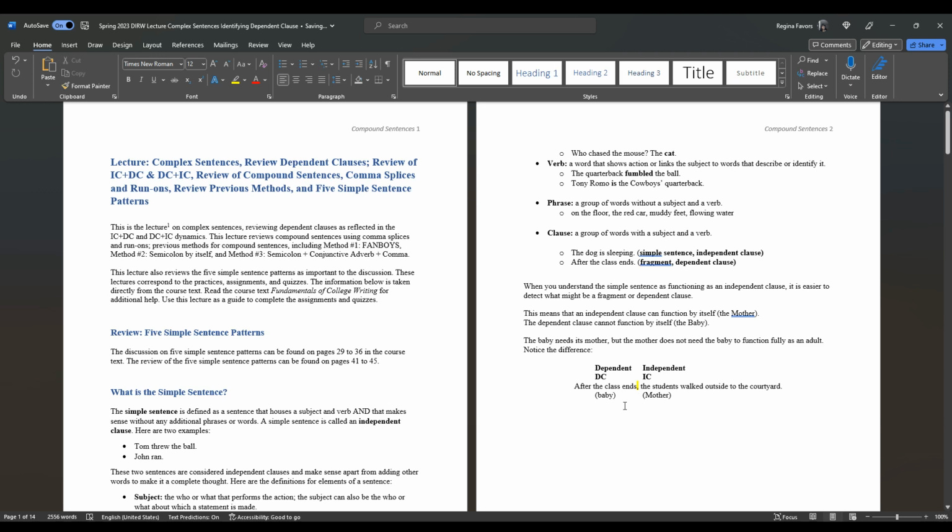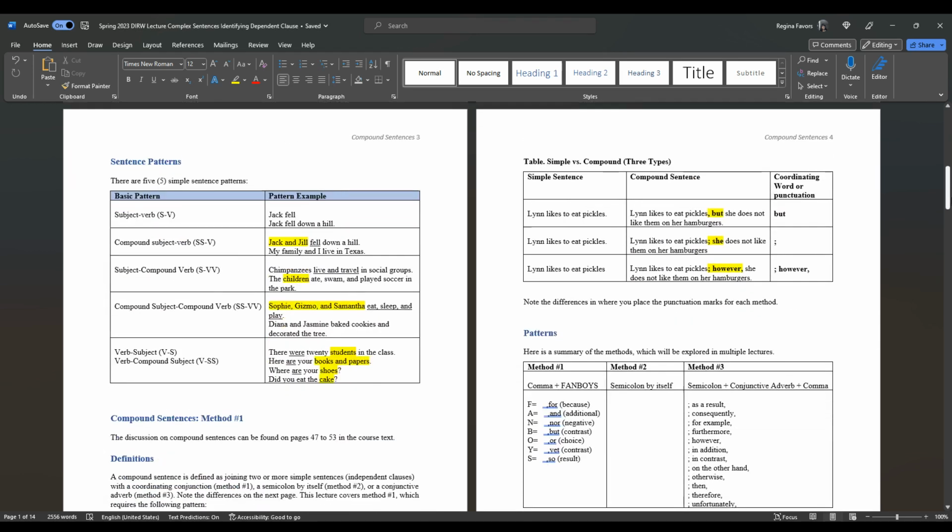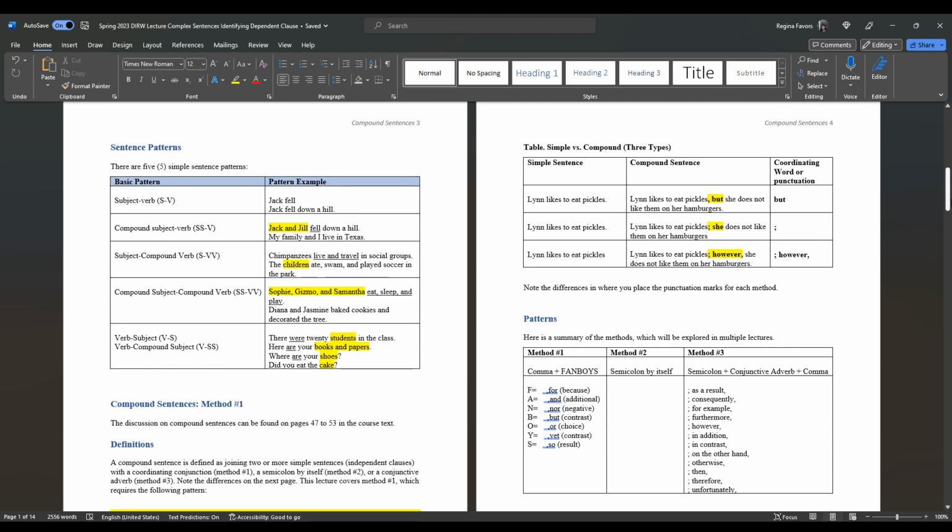That's your dynamic. We have the baby coming before the mother, but always remember that the mother does not have to have the baby to be complete. The baby needs the mother to be complete. Okay. So then we have sentence patterns. Okay, remember those sentence patterns: subject verb, compound subject, compound verb, verb subject, and verb compound subject.